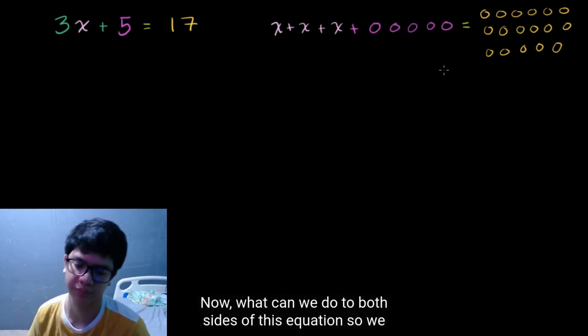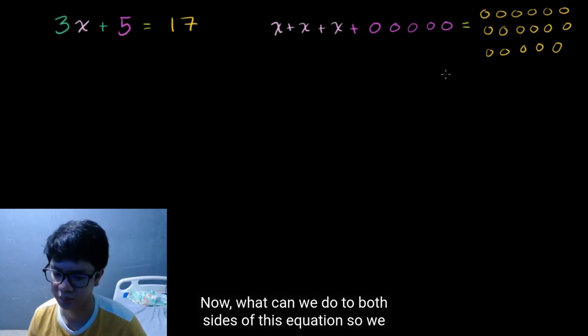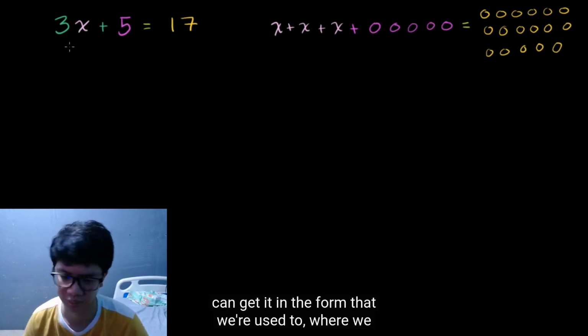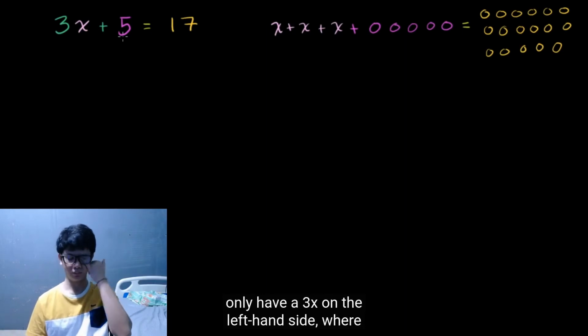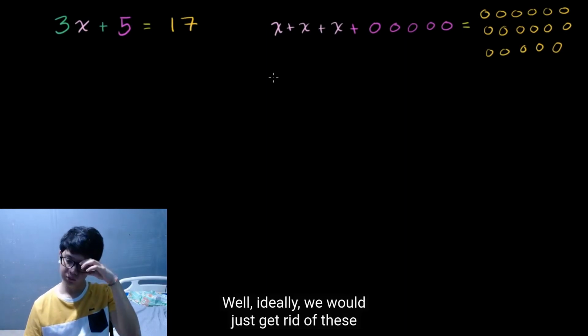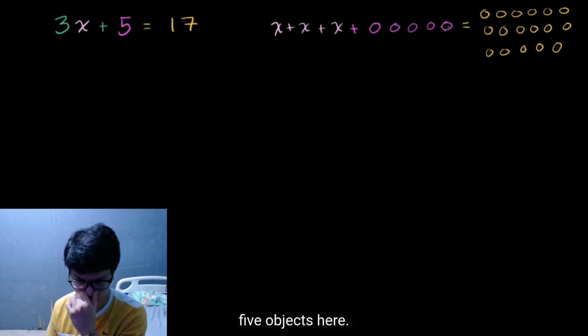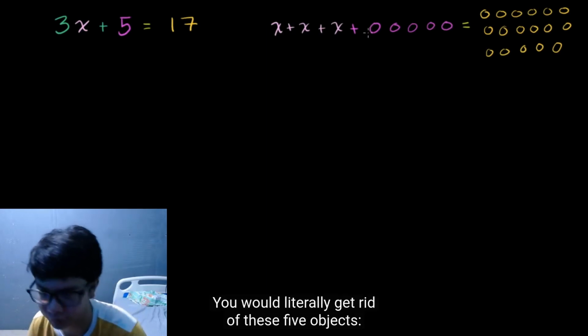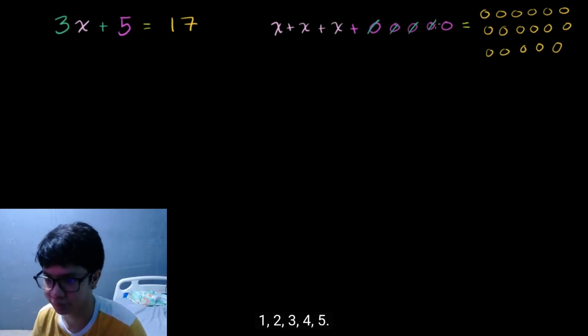Now, what can we do to both sides of this equation so we can get it in the form that we're used to, where we only have a 3x on the left-hand side, where we don't have this 5? Well, ideally, we would just get rid of these 5 objects here. You would literally get rid of these 5 objects. 1, 2, 3, 4, 5.